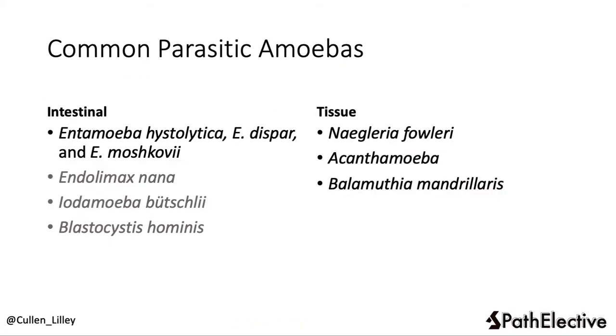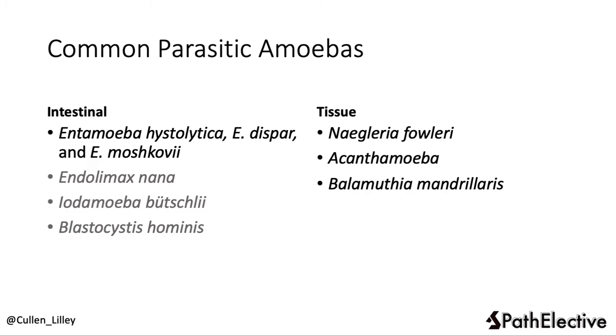So common parasitic amoebas, we talked about Naegleria fowleri. We also talked about Entamoeba histolytica. There's also Entamoeba dispar and Entamoeba moshkovskii. But there's also intestinal amoebas that are symbionts, or at least commensals. So Endolimax nana, Iodamoeba bütschlii, and Blastocystis hominis are actually just commensals, so they're non-pathogenic.